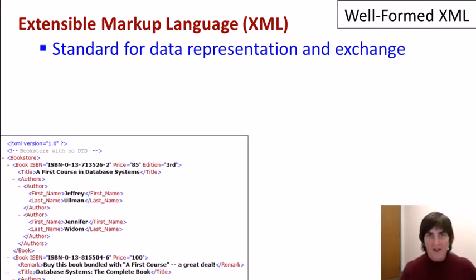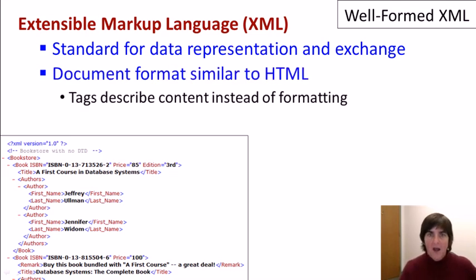The full name of XML is the Extensible Markup Language. XML is a standard for data representation and exchange, and it was designed initially for exchanging information on the internet. Now, don't worry if you can't read the little snippet in the corner of the video here. You're not expected to at this point.